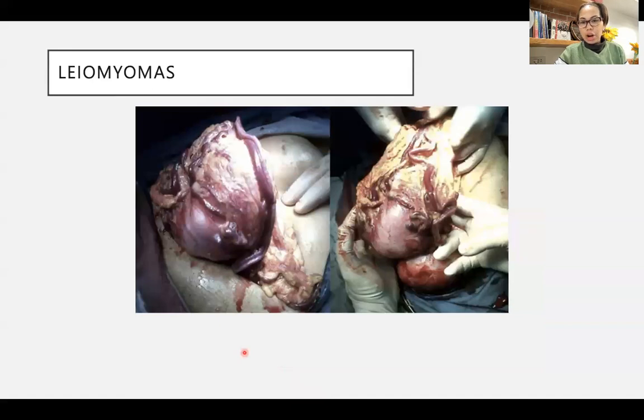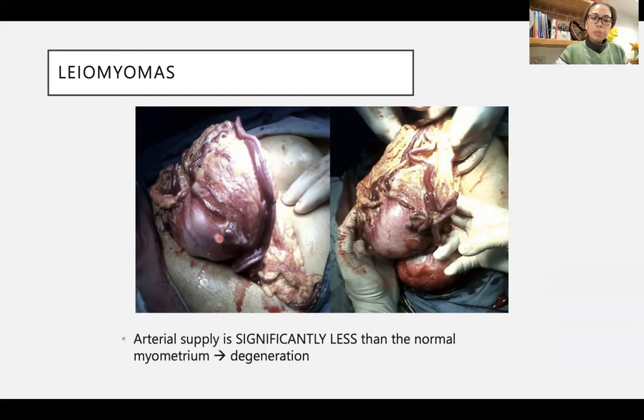So actually, these are gross photos of myoma, and these are the blood vessels feeding the myoma. Arterial supply is significantly less than the normal myometrium. And if this happens, degeneration occurs. It is the large blood vessels that feed the myoma, and so it's very common to see very bad looking blood vessels in very large myoma.